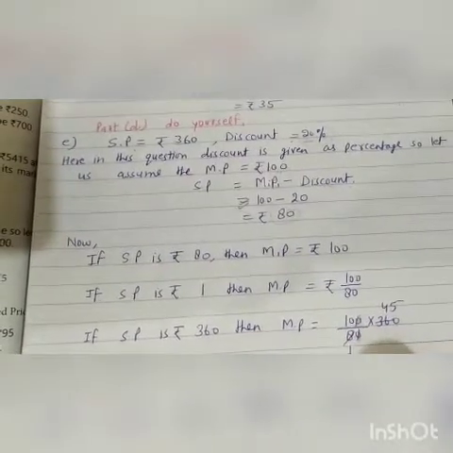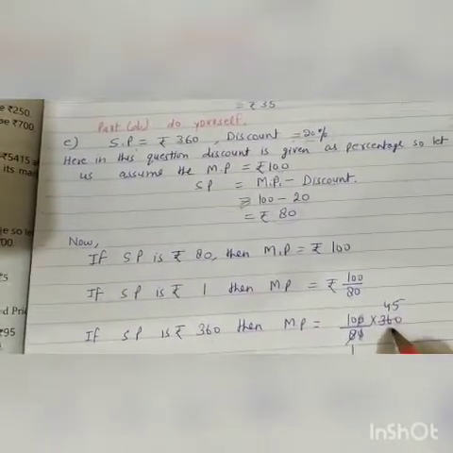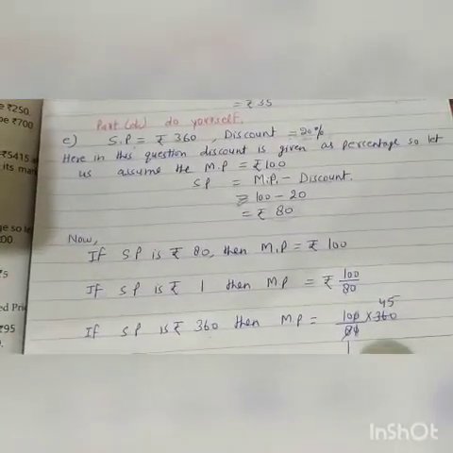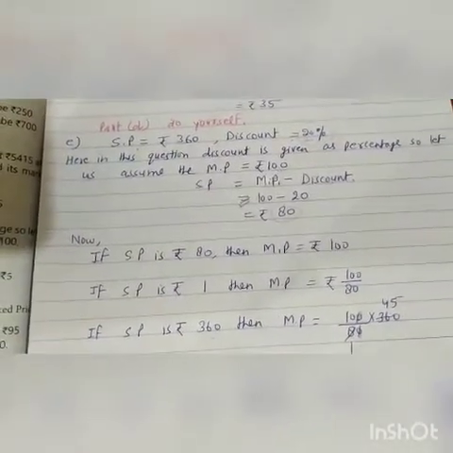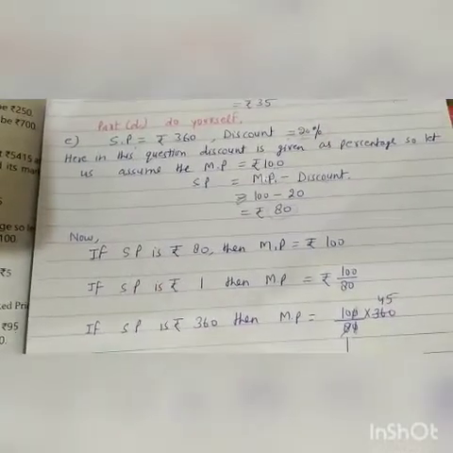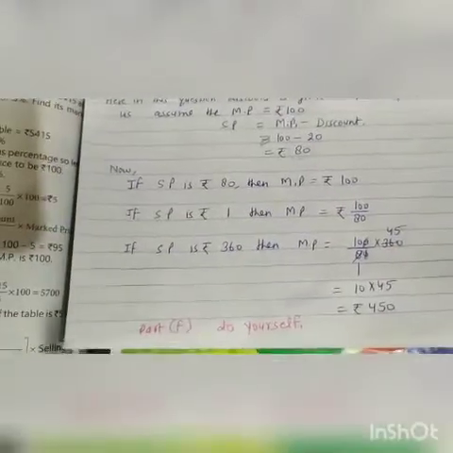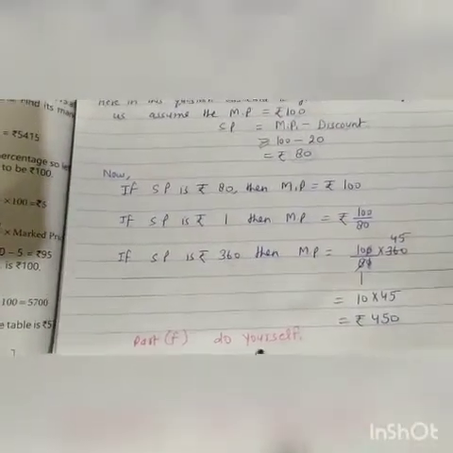0 cancel, 8 1s are 8, 8 4s are 32, 4 remainder, 8 5s are 40. So 10 into 45 is equal to rupees 450. What is the mark price of that article? It is 450. Now part F, do it yourself.